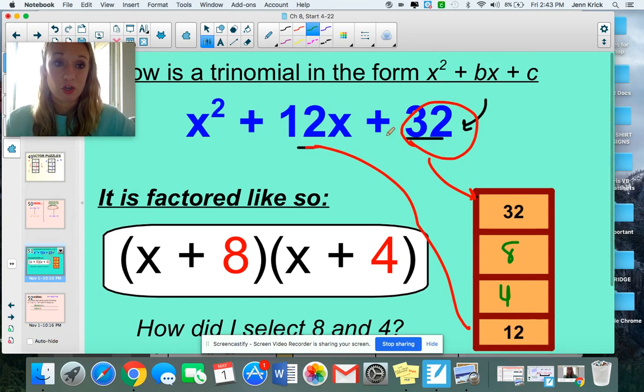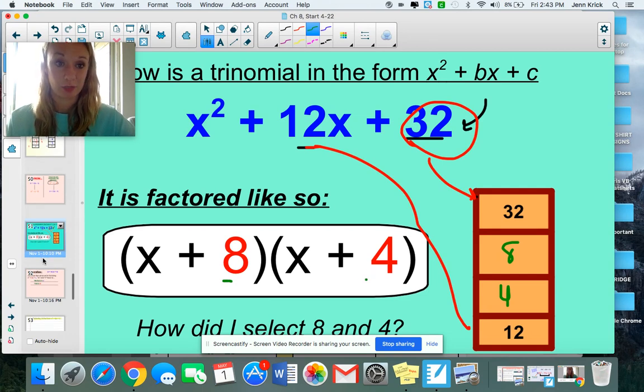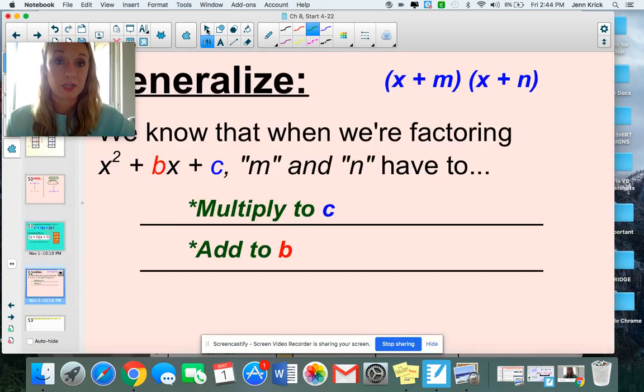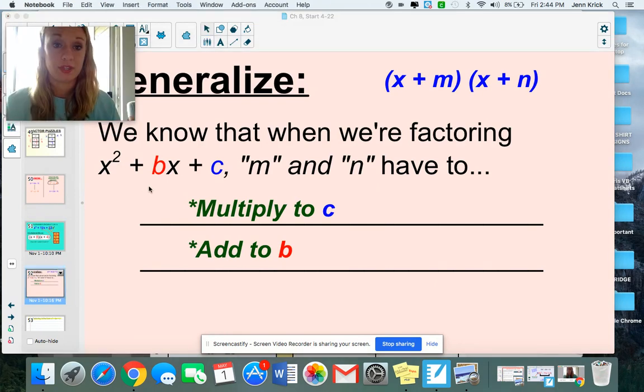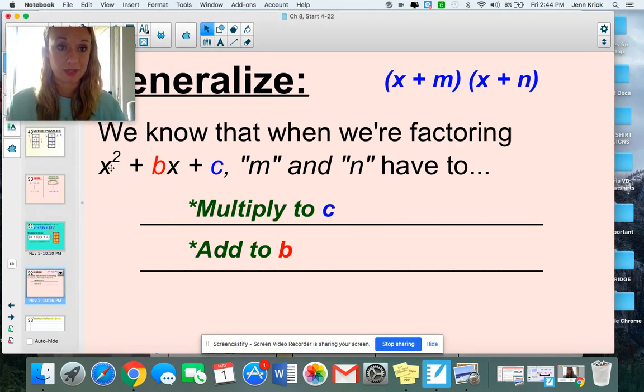When you're given a trinomial, you're going to have to find two factors that multiply to your last term and add up to your middle term. Once you have those, you just plug them into your binomials here and you're done. That's it, ladies and gentlemen. If you generalize what I just talked about, this trinomial is in the form of x squared plus bx plus c. That is the generalized variable format. We're going to have to find two terms that multiply to c, which is your last term, your constant, and add up to b, which is your middle term.